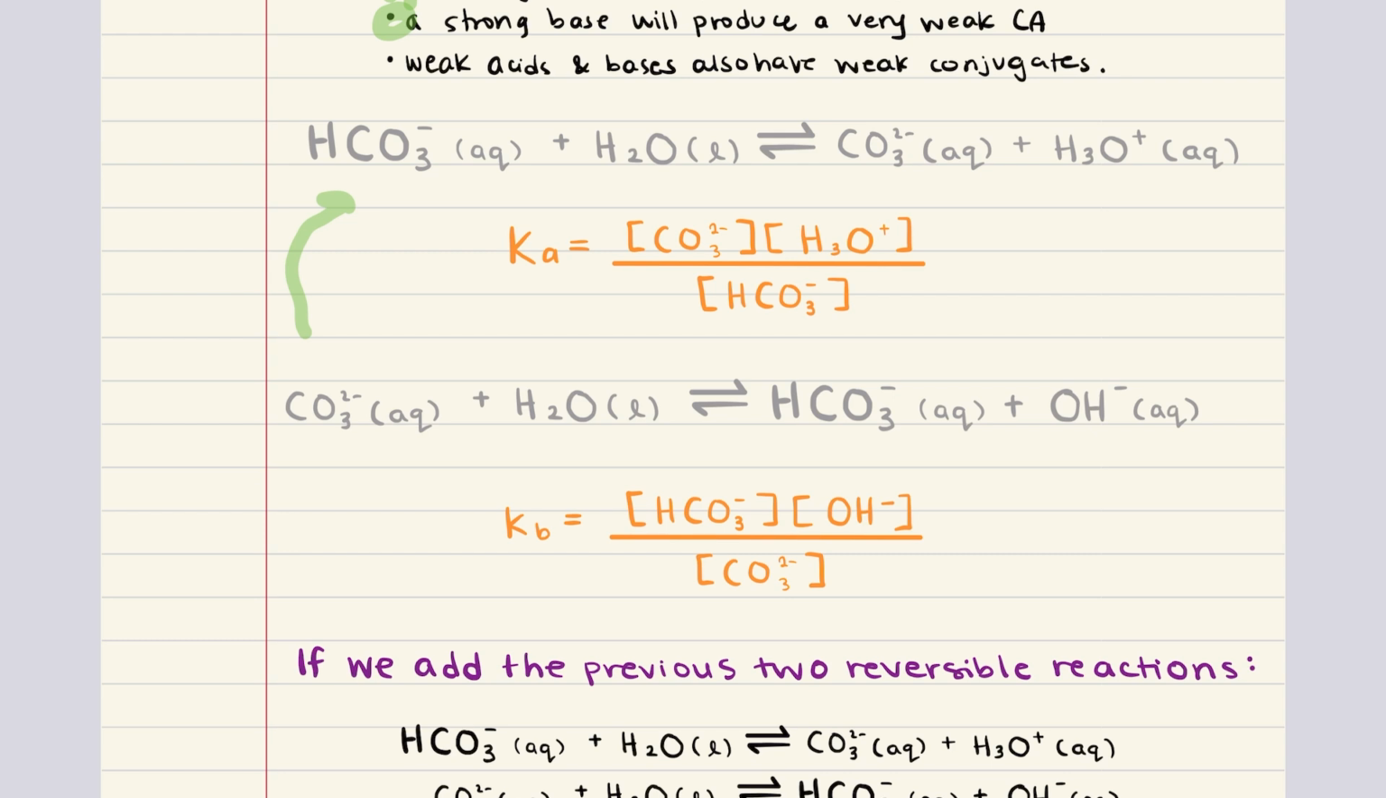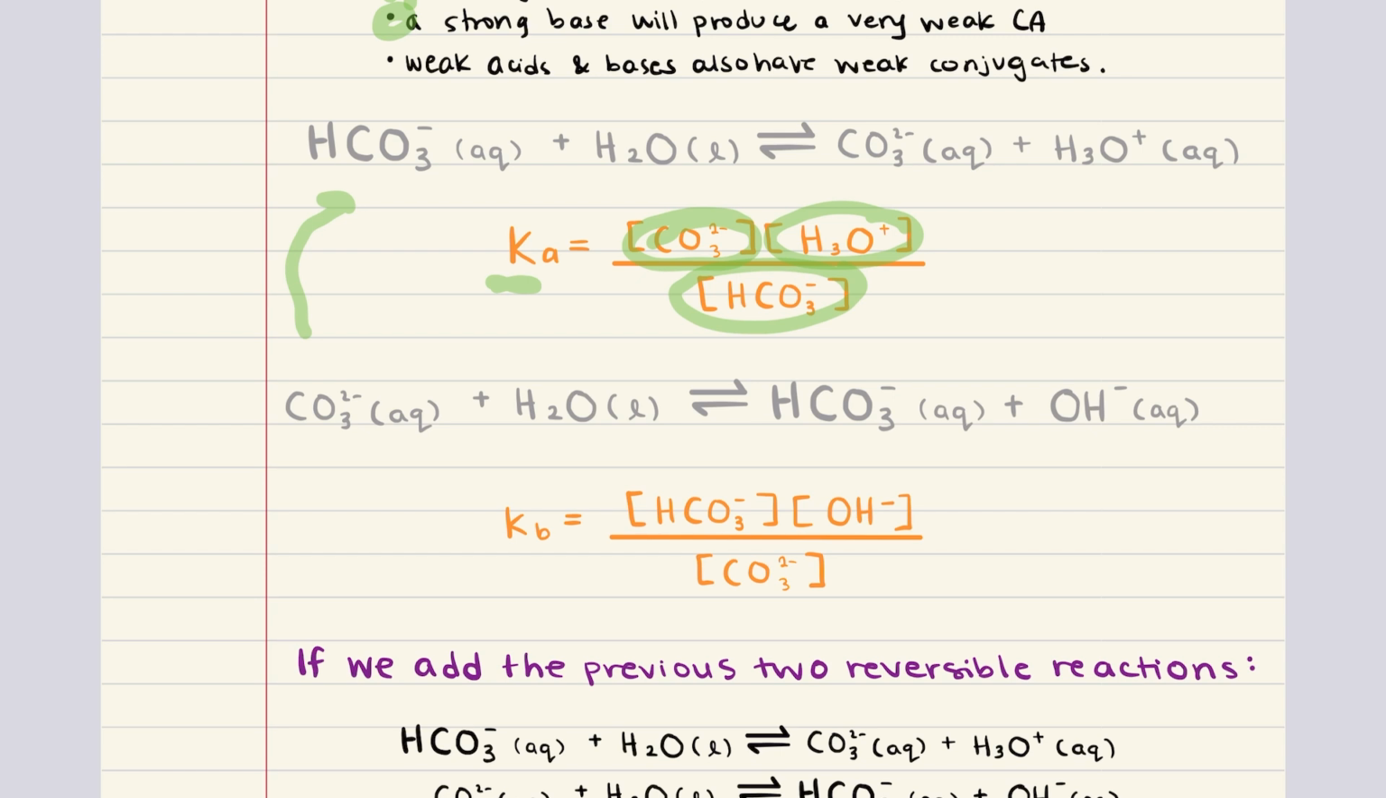And we can go ahead and write the equilibrium constant expression for this dissociation by writing that Ka is equal to the concentration of the products raised to their respective stoichiometric coefficients divided by the concentration of the reactants raised to their respective coefficients. And we notice that water is not included because it's a liquid.